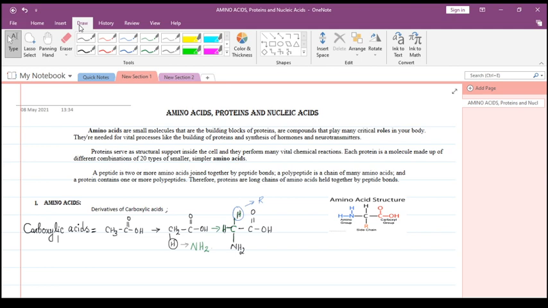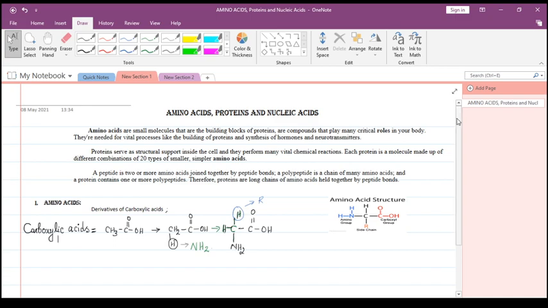Therefore, proteins are actually long chains of amino acids that are held together by peptide bonds. So, that's why this chapter is a combination of amino acids, which are the building blocks of proteins, and proteins in turn are the main part of nucleic acids. So first we are going to do a detailed study of amino acids. What are these amino acids?